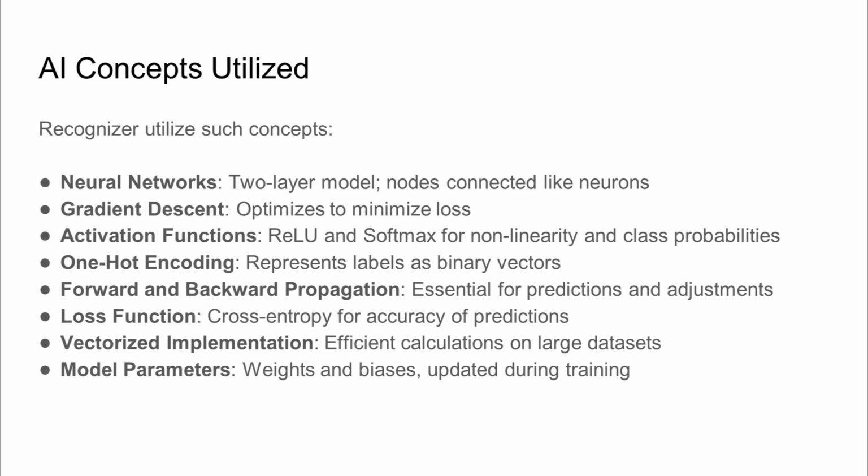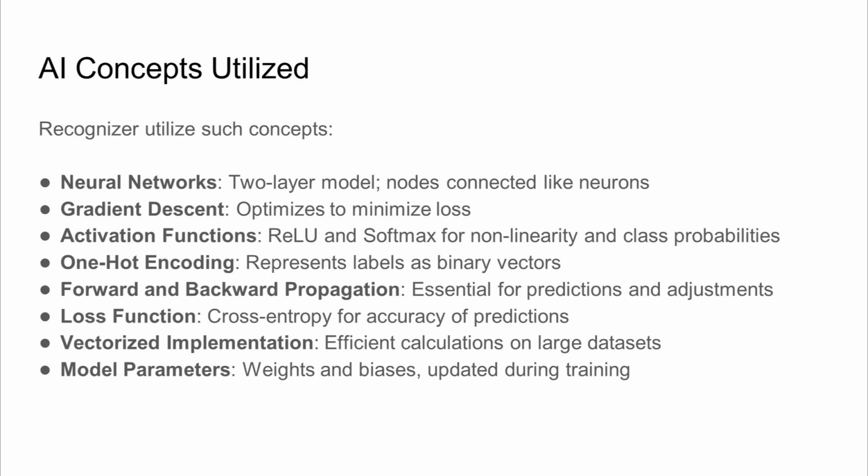The model's ability to handle complex patterns is significantly enhanced by the use of activation functions. We use the rectified linear unit, or ReLU, for the hidden layers to introduce nonlinearity, enabling the model to learn more complex patterns. For the output layer, the softmax function converts the outputs into a probability distribution over predicted classes, which is essential for multi-class classification like digit recognition.